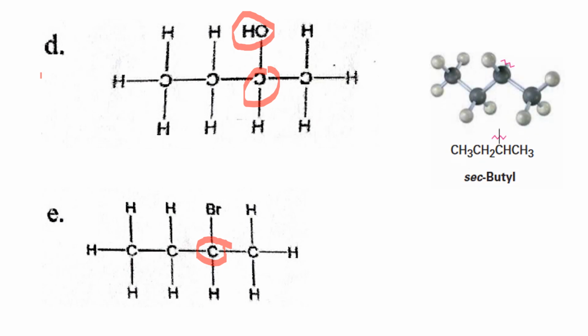So you have to remember sec-butyl. In sec-butyl, the carbon that lost a hydrogen is the second carbon. So this one is a sec-butyl alcohol. Let me see if I can write. This is a sec-butyl alcohol. And this one at the bottom is a sec-butyl bromide.